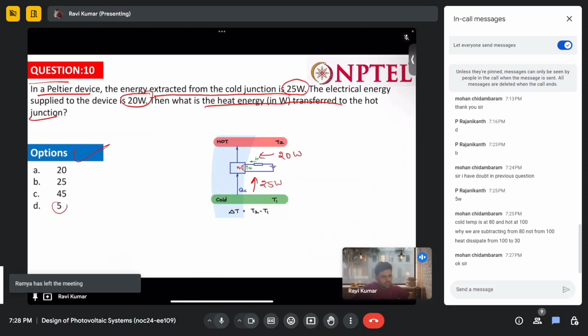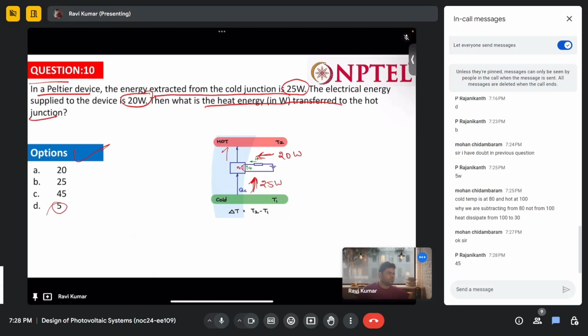20 watt coming in, 25 watt also coming in, and all heat is going to the outer part. So how much will be the heat? 45. Yes. The correct answer is C only.